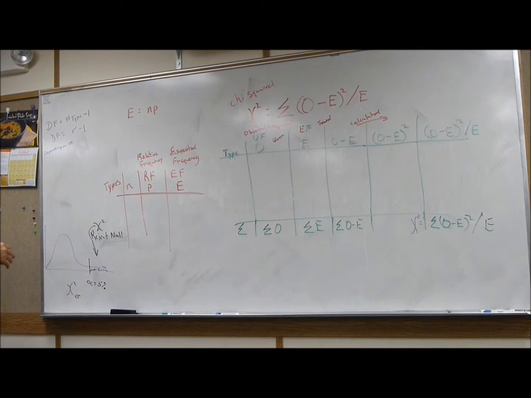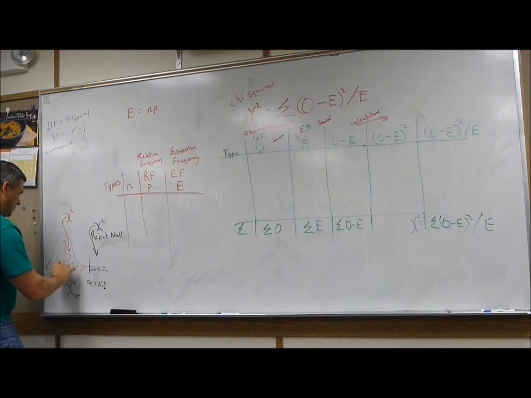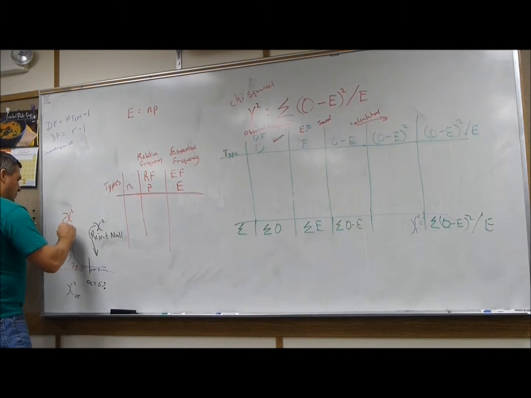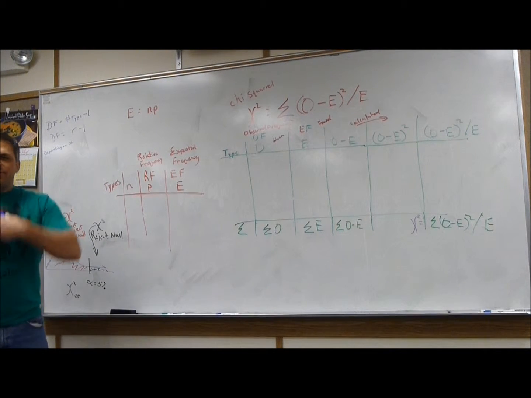If your chi-square value lies within here or on this side, then you do not reject the null. And that's basically how you do it.